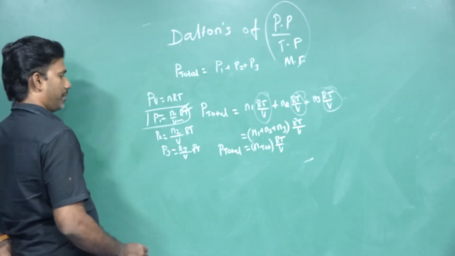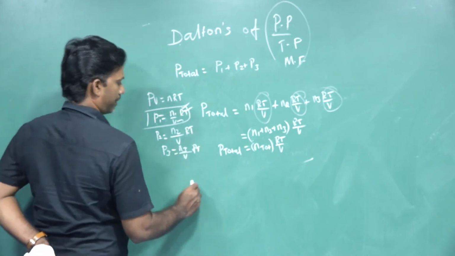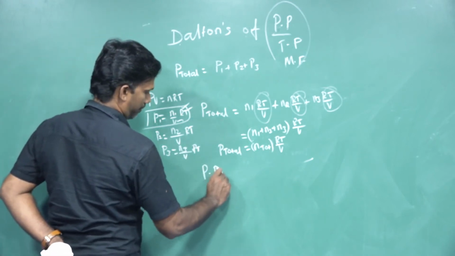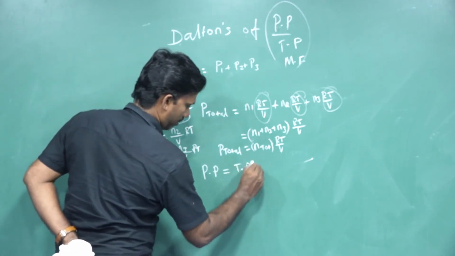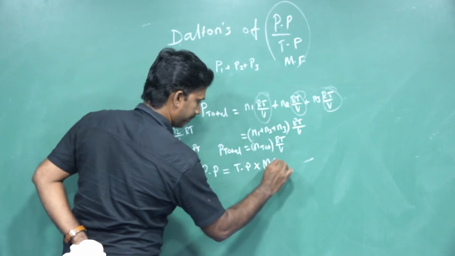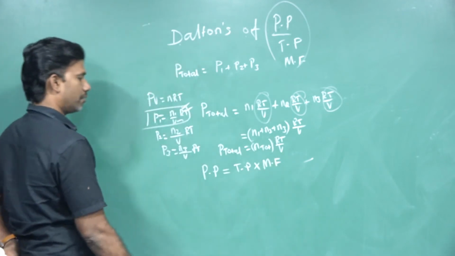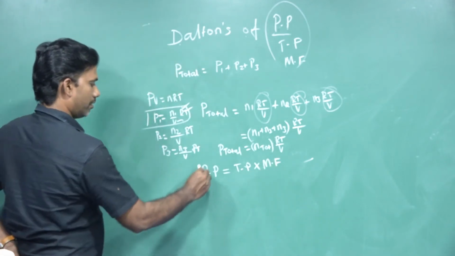So the simplest way to calculate the partial pressure of an individual component is this: partial pressure is equal to total pressure into mole fraction. Total pressure into mole fraction.